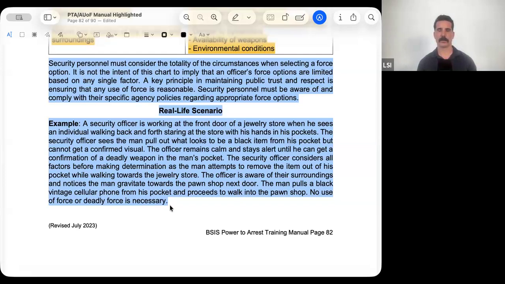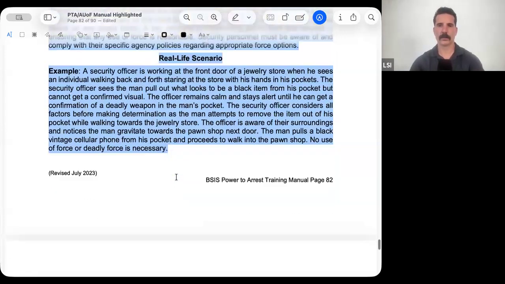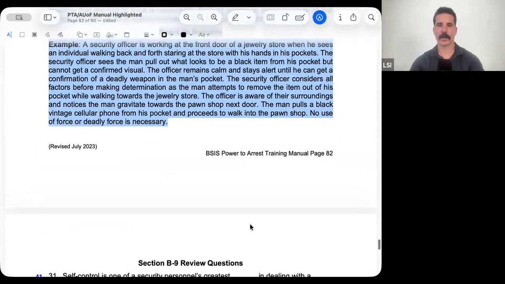The security officer considers all factors before making a determination as the man attempts to remove the item out of his pocket while walking towards the jewelry store. The officer is aware of their surroundings and notices the man gravitate towards the pawn shop next door. The man pulls a black, vintage cellular phone from his pocket and proceeds to walk into the pawn shop. No use of force or deadly force is necessary. All right, then I'm going to skip ahead again.